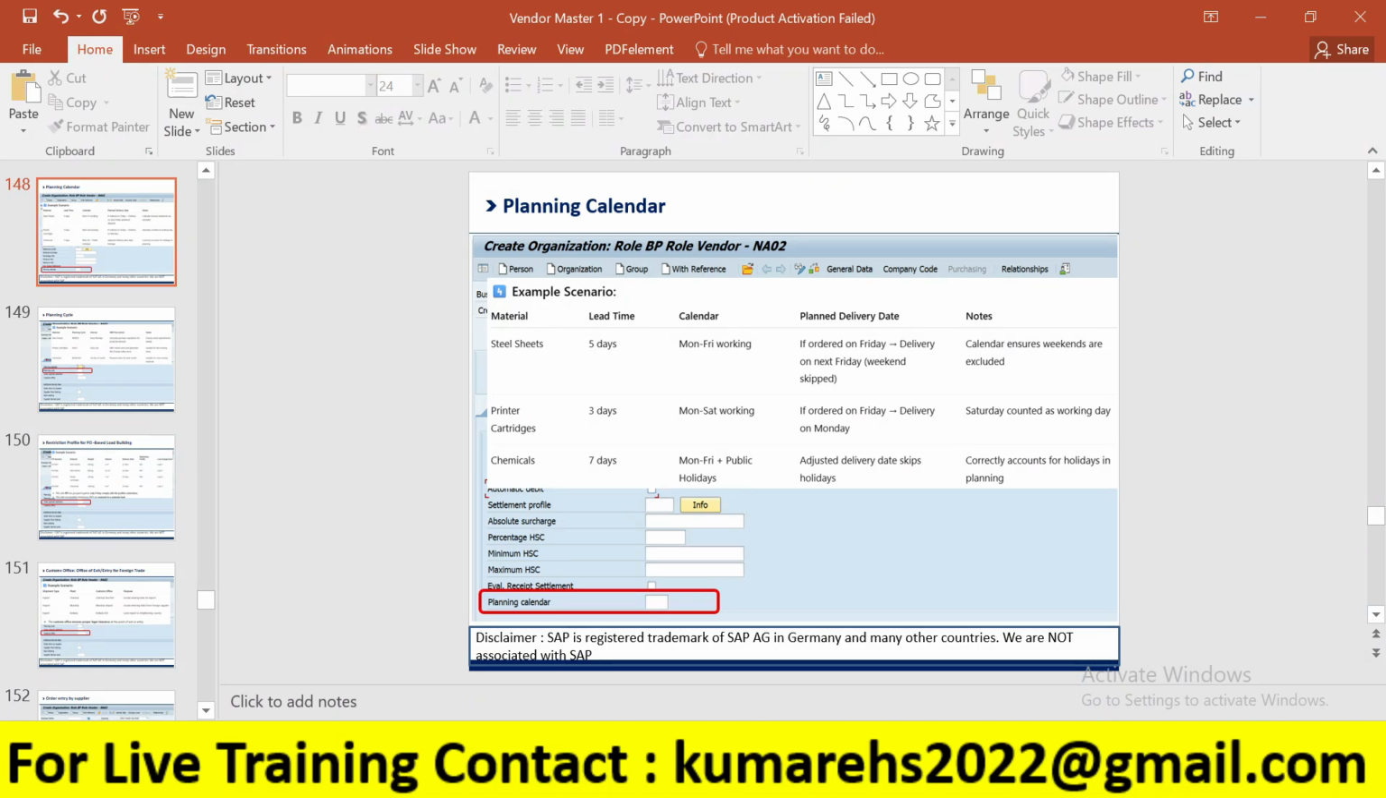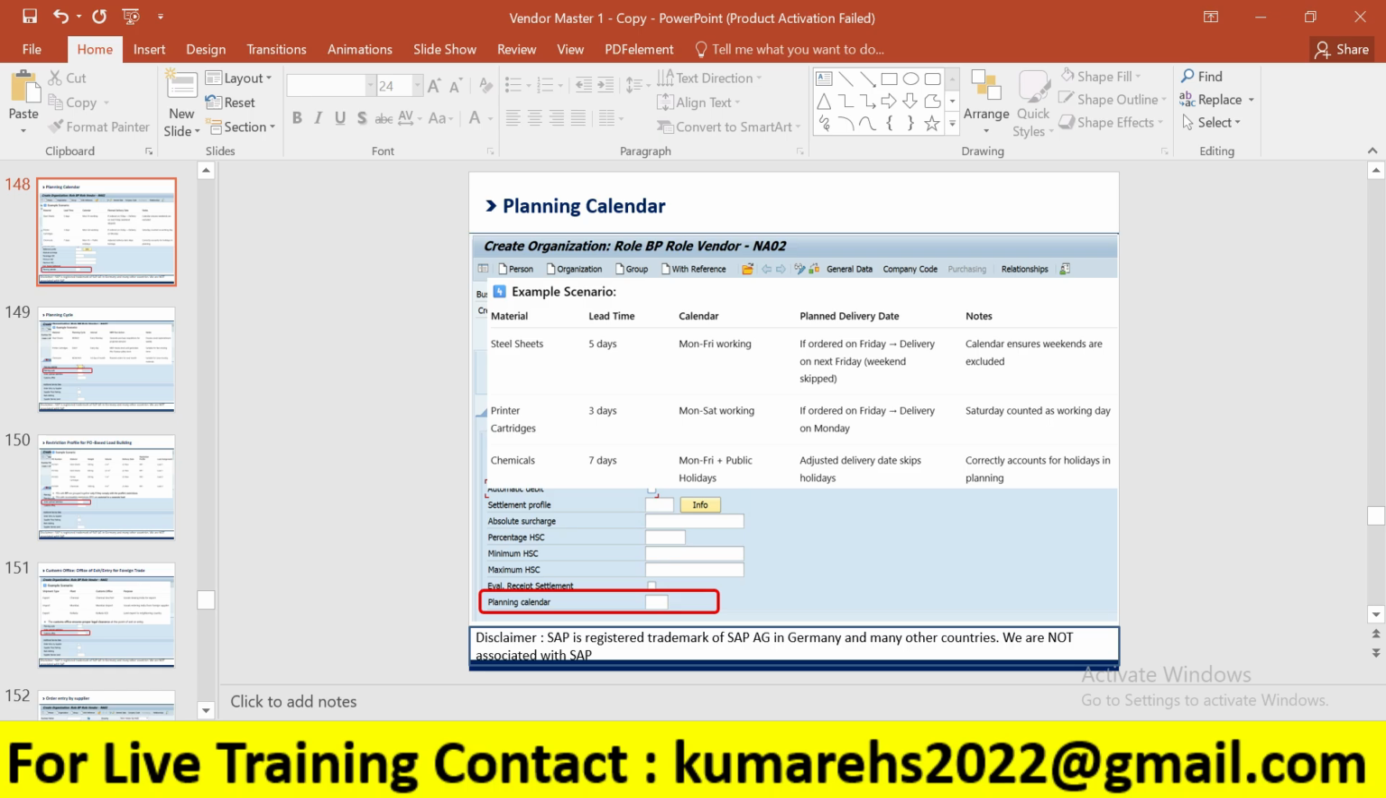The key points: the planning calendar affects MRP scheduling, production orders, and purchase order delivery dates. Can be plant specific or shared across multiple plants. Avoid planning errors due to non-working days, holidays, or shifts. Important tip: always assign the correct planning calendar to material, plant, and production resources. Update calendars regularly to account for new public holidays or special off days.